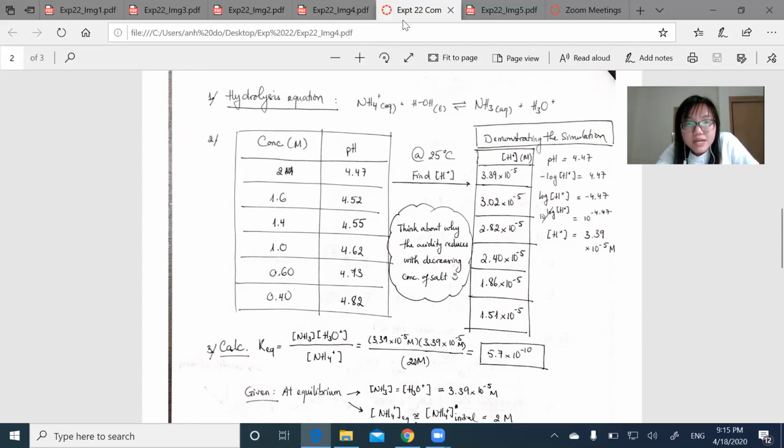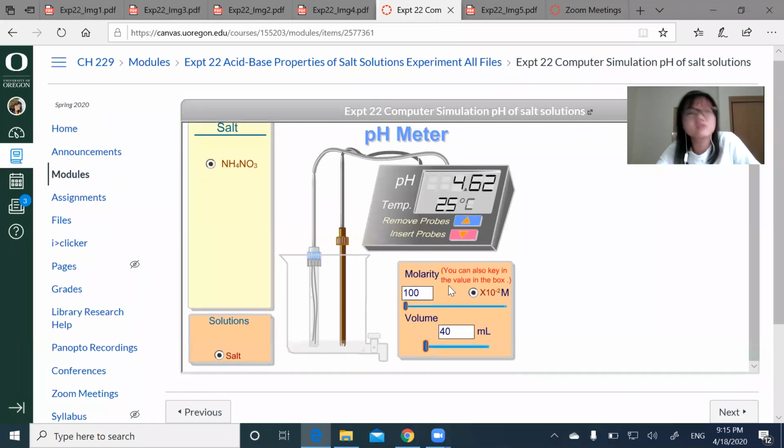So now we just have to go back over to the simulation and change your molarity. Okay, I understand why. The molarity that I was putting in at first was like 200 or something, so it has to be a different molarity in order to give a different pH. But don't worry too much about it.